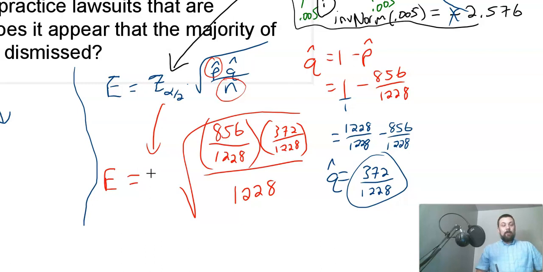But the z-score is 2.576. And I'm sorry, that decimal place is hard to see. Let me make that a little bigger. 2.576. Oh, now it doesn't want to write for me.